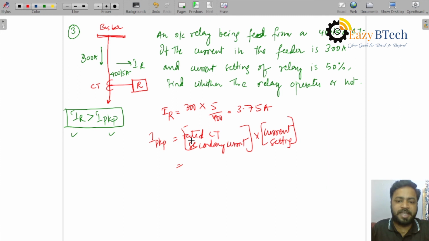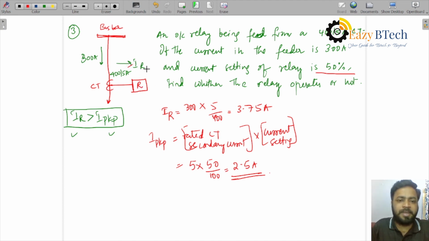So rated CT secondary current is 5 amperes here. The CT is having 400 by 5 amperes, so 5 amperes is the secondary side rated current. 5 multiplied by current setting, given in the problem as 50%. If you take 50% as current setting, then 5 2s are 10, we have 2.5 amperes. So the pickup current is just 2.5 amperes for this relay.